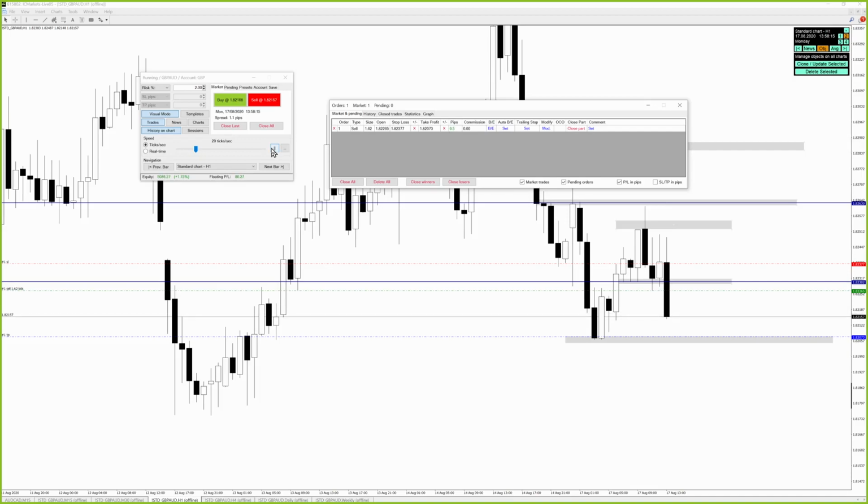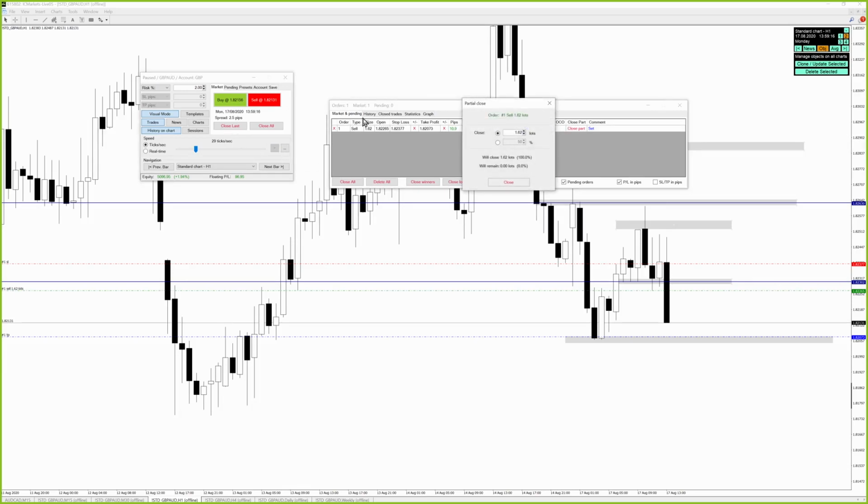All right, look at that. 9 pips, 6 pips. Still kind of struggling here. Oh, we almost got 10 pips, 10.9 pips. So at this point, I'm going to close partial positions. I'm going to close 90%.